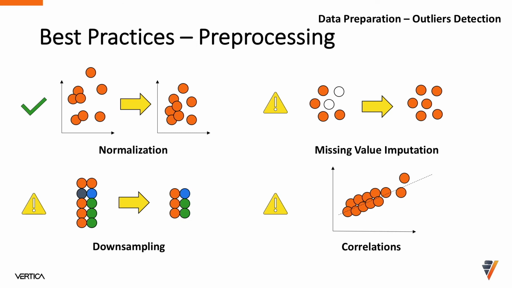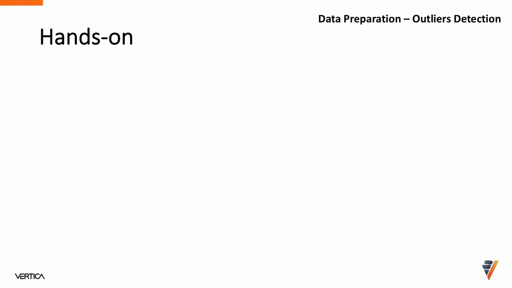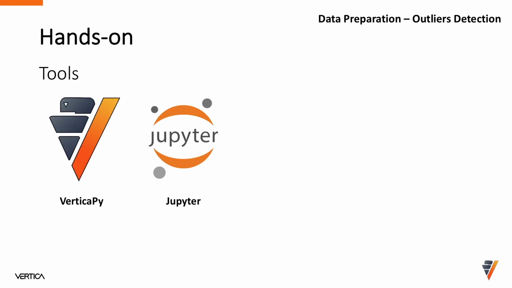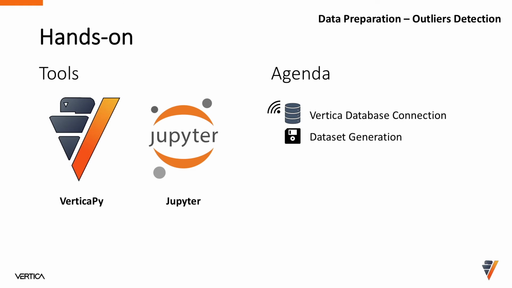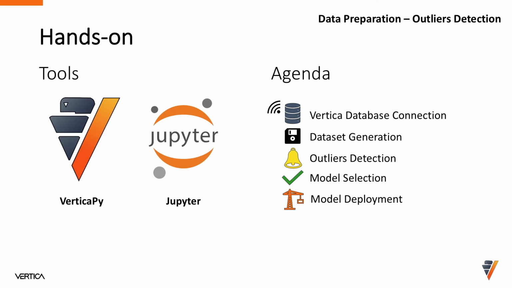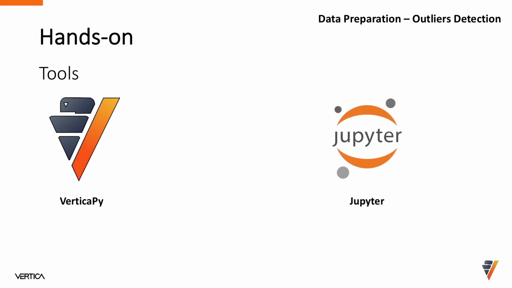Wow, we learned a lot. You now know what outliers are. It is time to go to some hands-on. It is very important to practice to get a deeper understanding. We will use VerticaPy and Jupyter to see how to implement an anomaly detection use case. We will see how to create a database connection, generate a dataset, find the outliers using different techniques, select the model we want to deploy, and deploy our model at the source of a data stream. Let's go!